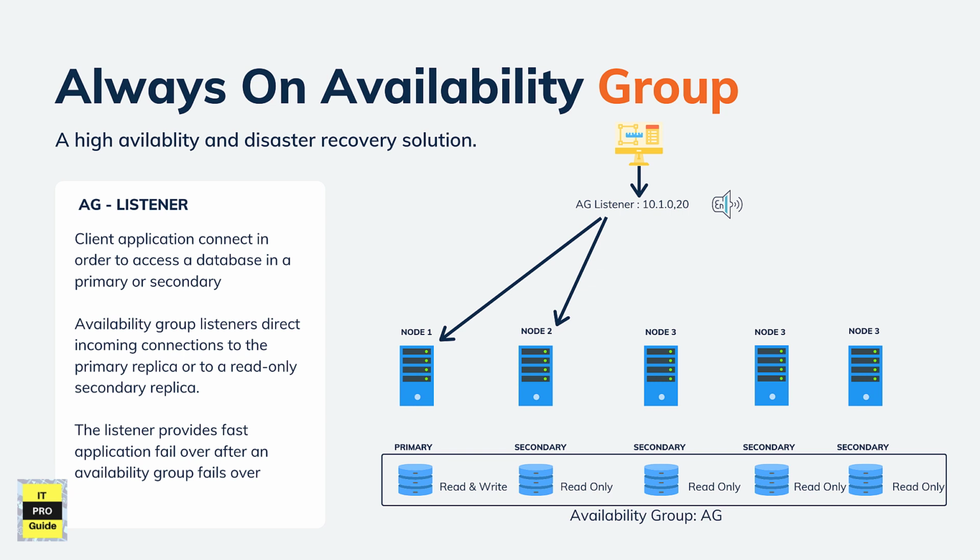All the incoming connections are going to be listened to by this availability group listener, and in this way the listener provides a fast application failover in case there is a failover of one node that was acting as a primary and another node takes over the primary role. In that case, the AG listener will be diverting the connections. Instead of diverting to node 1, it diverts to node 2 when it becomes primary because of a failover. So in this way, the application doesn't need to change the connection string, or you don't need to go and change your DNS IP address. All of it will be handled by the AG listener.